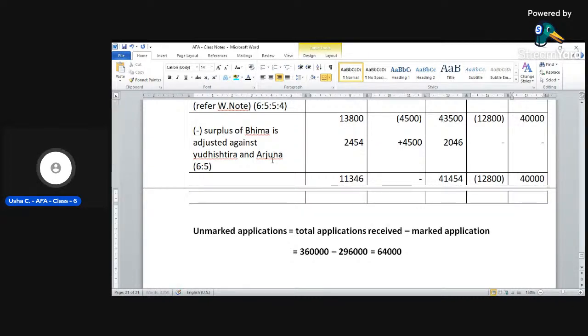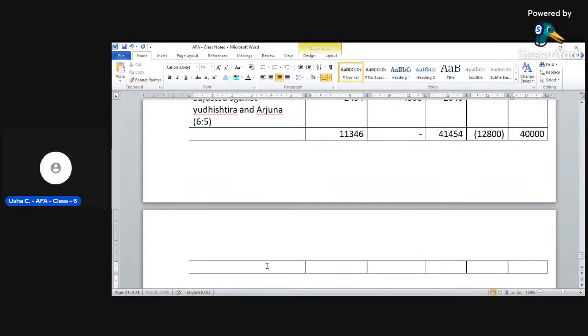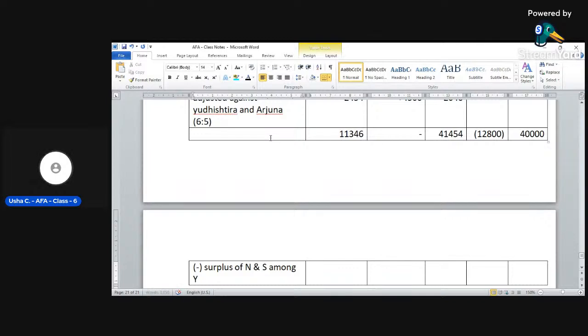Next, now adjust the surplus of Nakula and Sahadev among Yudhishthira and Arjuna in the ratio of 6 is to 5.